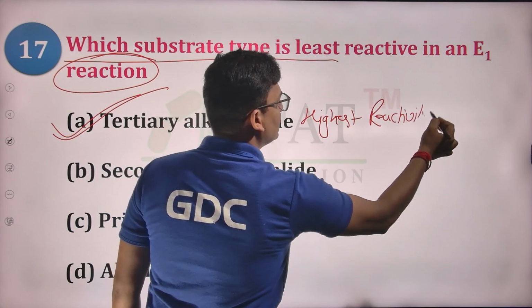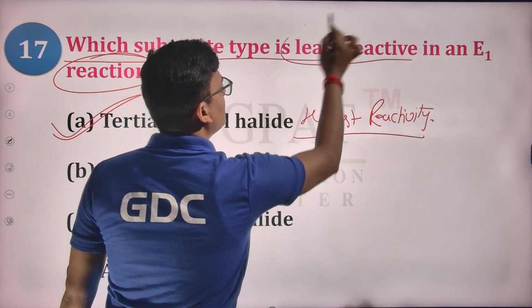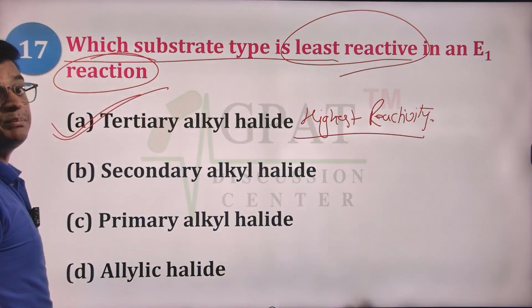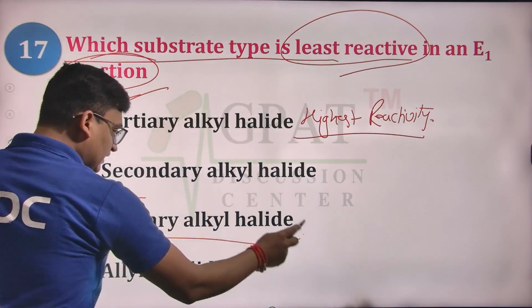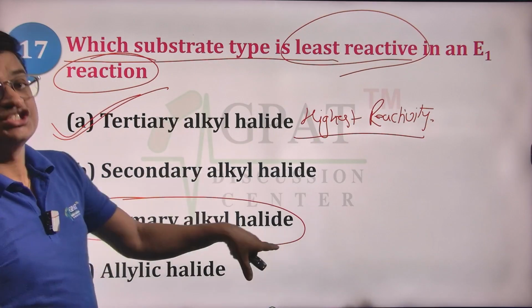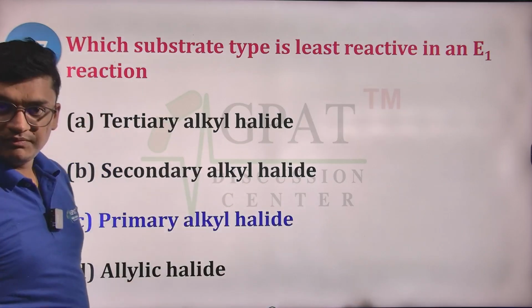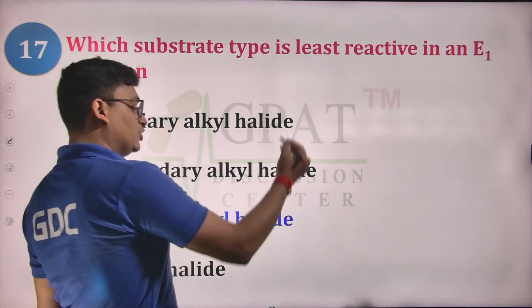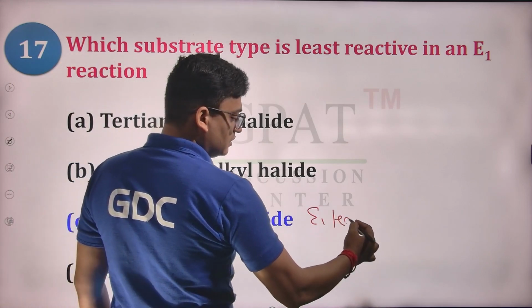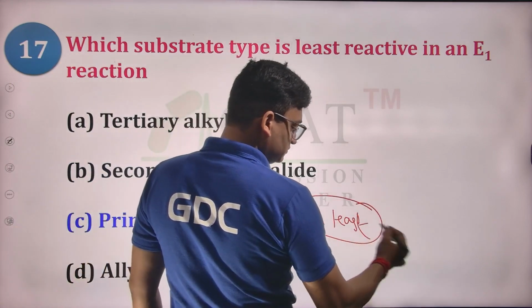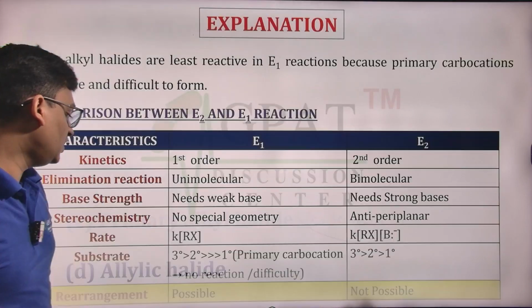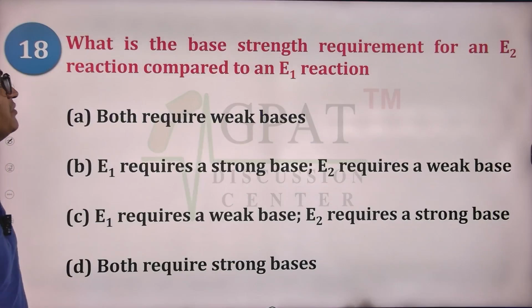What is the question asking us? The question is asking for the least reactive. That means the primary alkyl halide will have the least reactivity. So C is the right answer. Okay, so E1 is least, but E2 can happen on the primary alkyl halide as well.